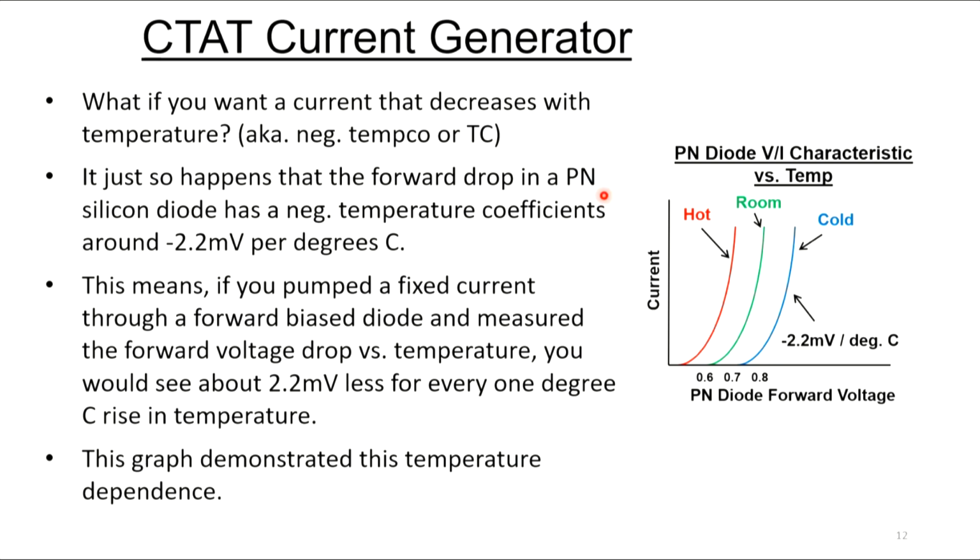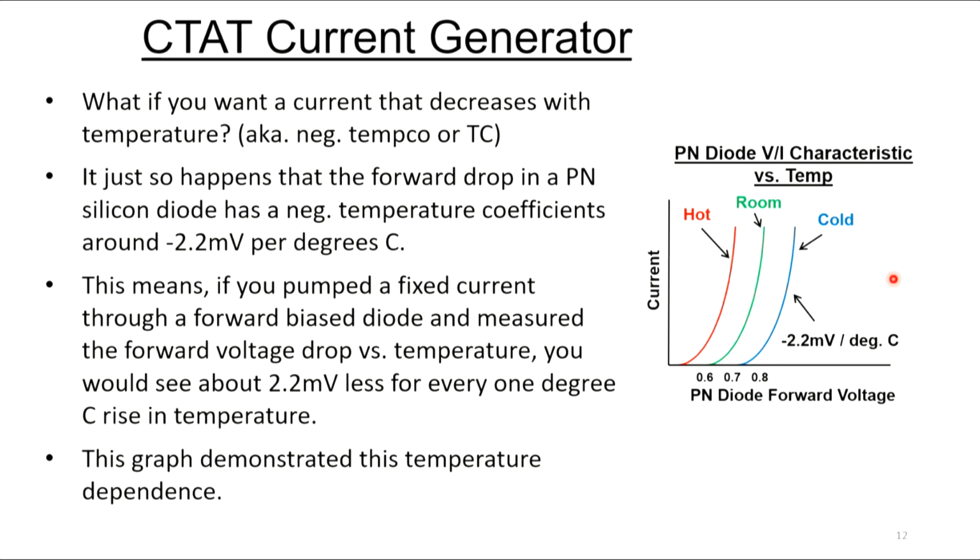It just so happens the forward drop of a PN silicon diode has a negative temperature coefficient, and it's around 2.2 millivolts per degree C. So that means if you pumped a fixed current through a forward bias diode and measured the forward voltage drop versus temperature, you'd see about 2.2 millivolts less for every 1 degree C rise in temperature.